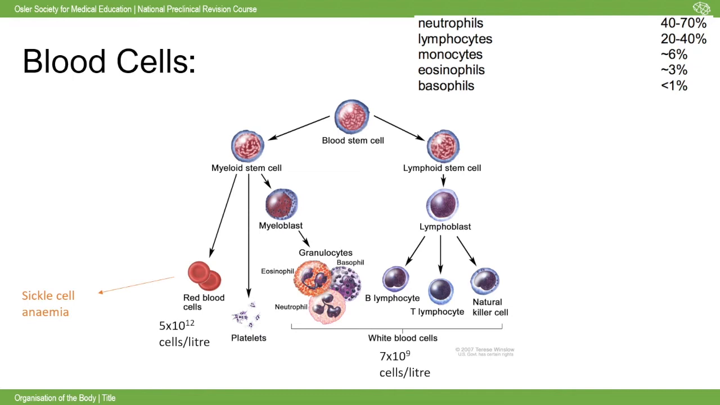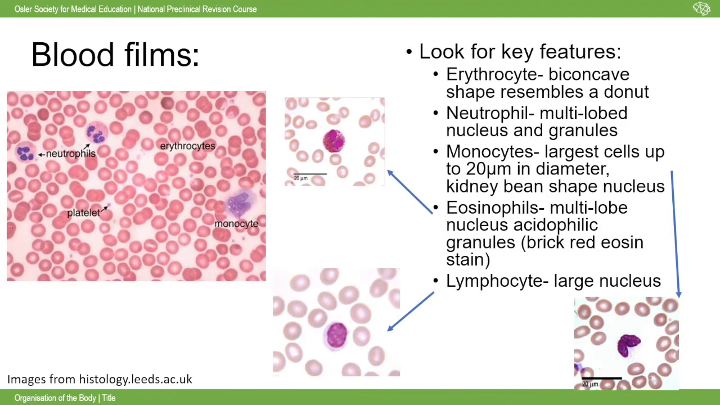Then looking at the next point on the spec, which is being able to recognize these cells on blood films. This is more likely what you're going to be asked about in terms of Part A questions. So if you just take a second to have a glance at how these cells look.